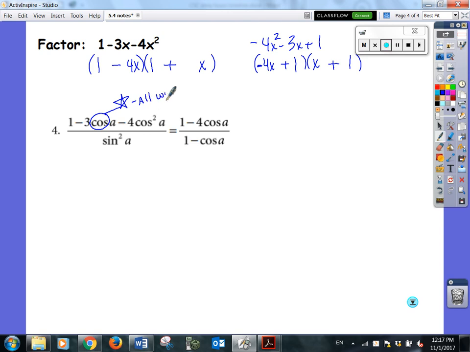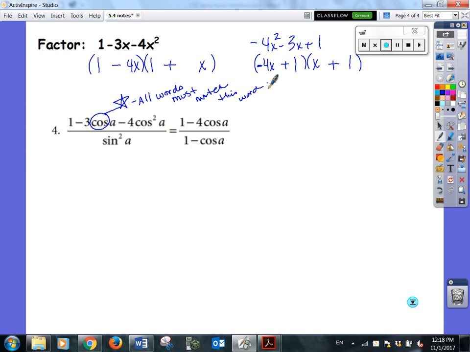All words in the problem must match. That is how you decide what word. And by word, I'm talking about sine, cosine, secant, cosecant, tangent, cotangent, whatever it is. You look at that word. So all the words in the problem. We're looking at the left side. So here's a word, word, and word. So there are 3 words. All of those words have to be cosine.